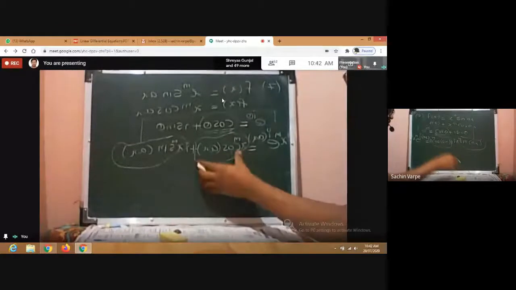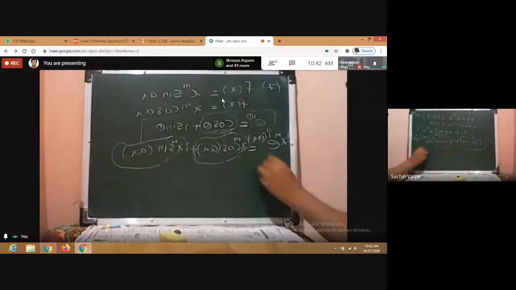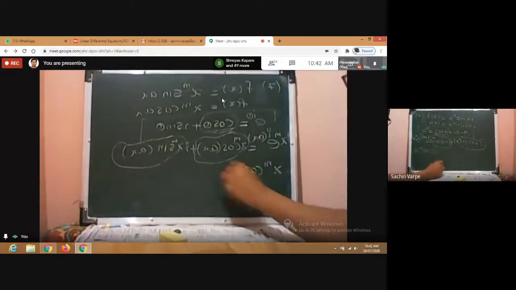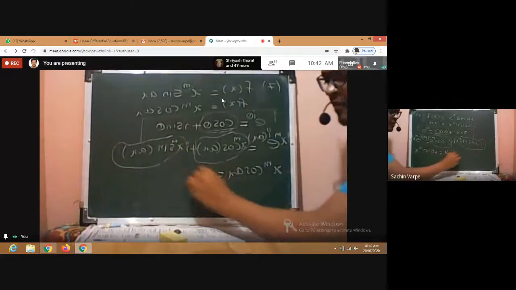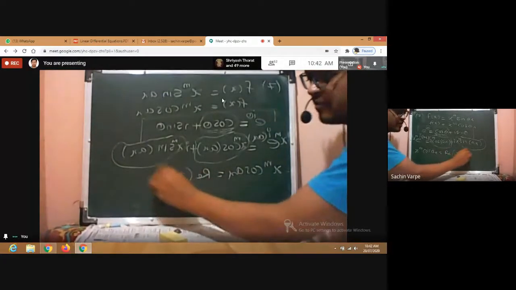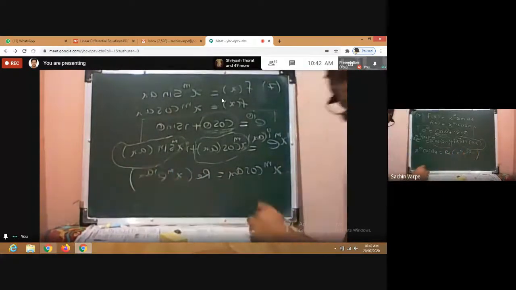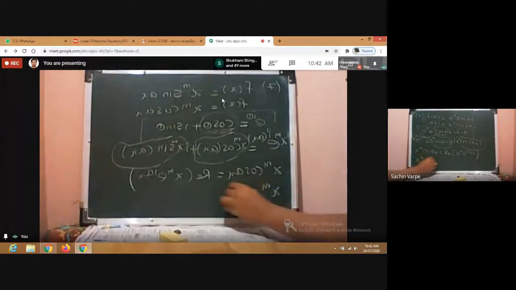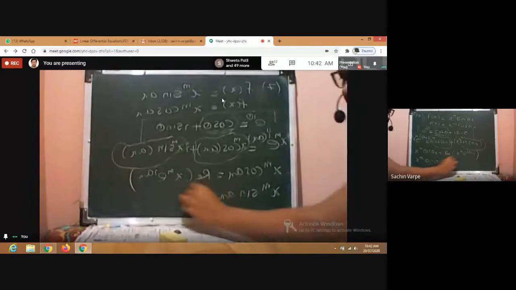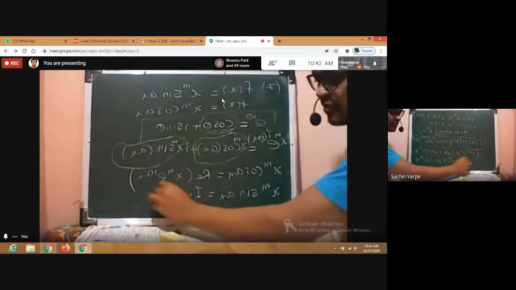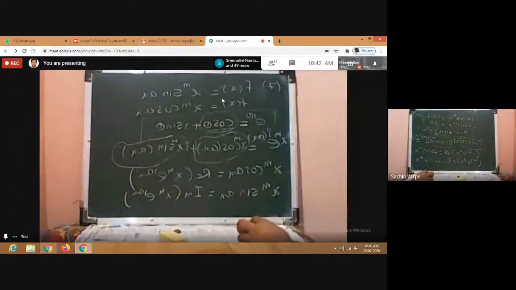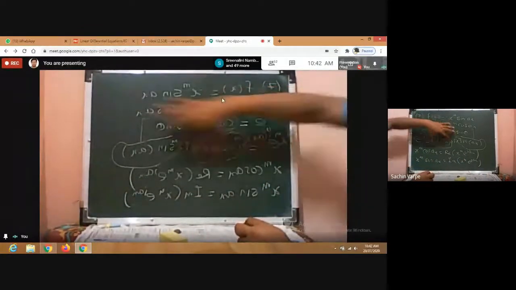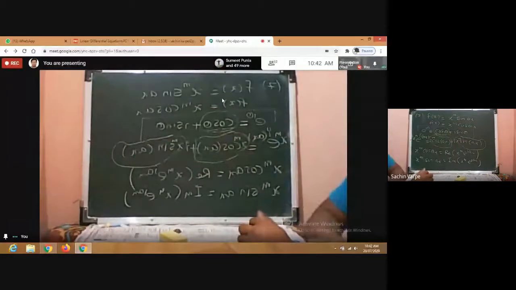So I can write this x raised to m cos ax is the real part of x raised to m e raised to i ax, and x raised to m sin ax is the imaginary part of x raised to m e raised to i ax. Please check. Is it okay? This is the real part and this is the imaginary part.